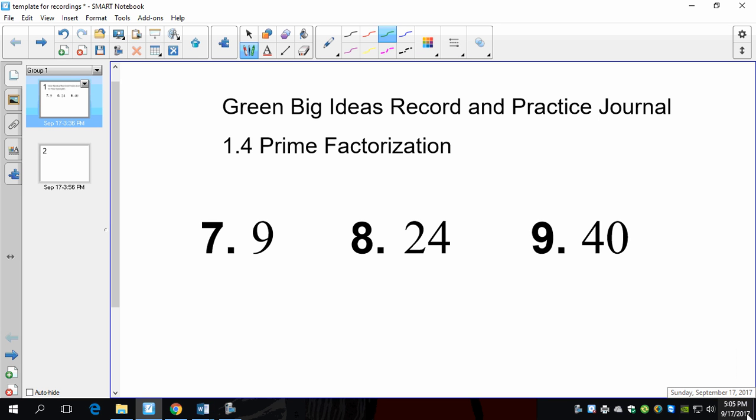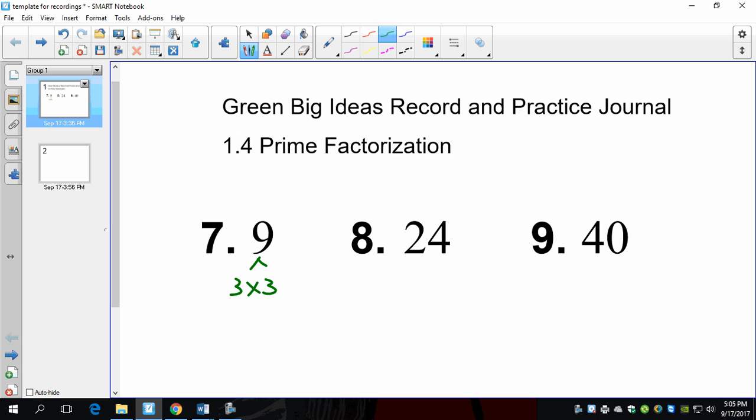We are working on the Green Big Ideas Record and Practice Journal, and today we are working on 1.4 prime factorization. Prime factorization is just essentially breaking down the number into its primes. For instance, for number 7, we've got 9. What goes into 9? What multiplied gets you to 9? 3 times 3. So the prime factorization of 9 would simply be 3 times 3.